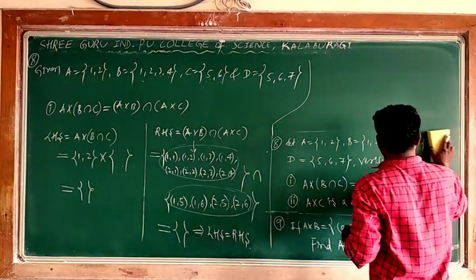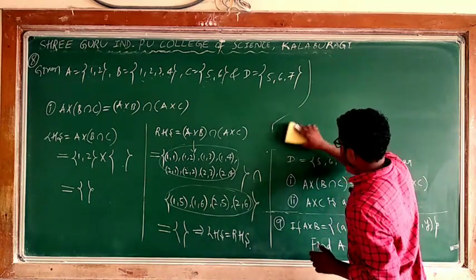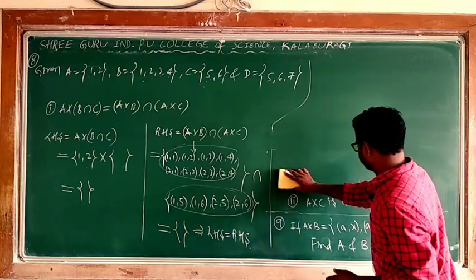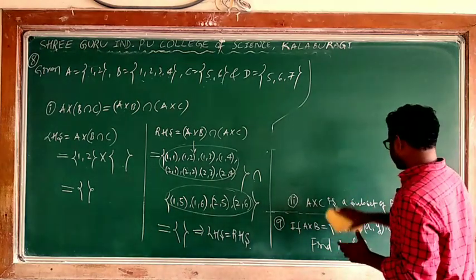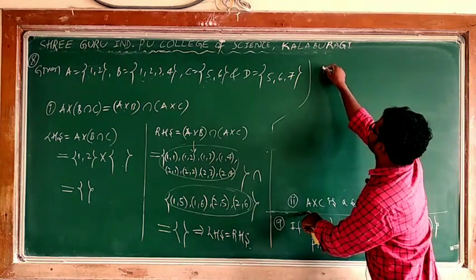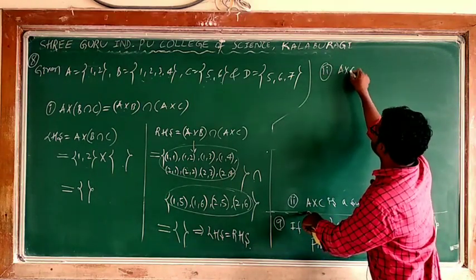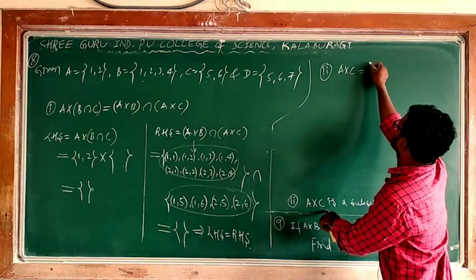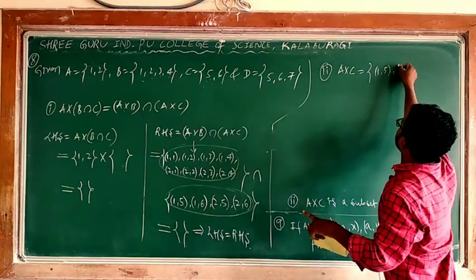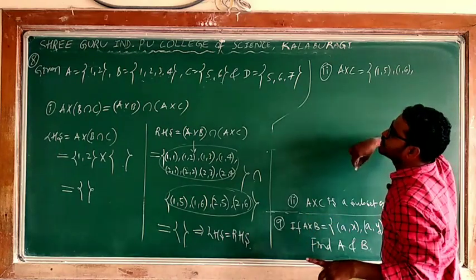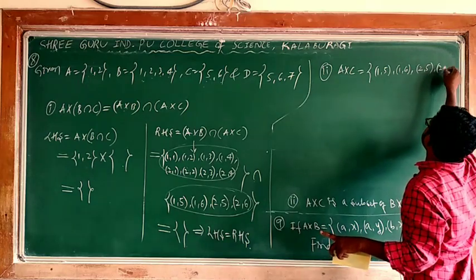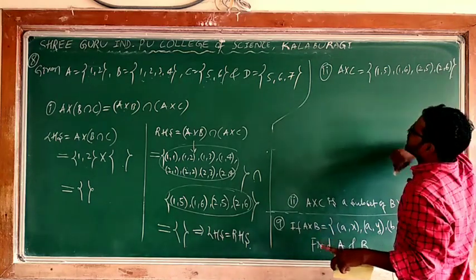Another question is asking here: is A cross C a subset of B cross D? First I will find out the second case. What is A cross C? A cross C is (1,5), (1,6), (2,5), (2,6). This is A cross C.